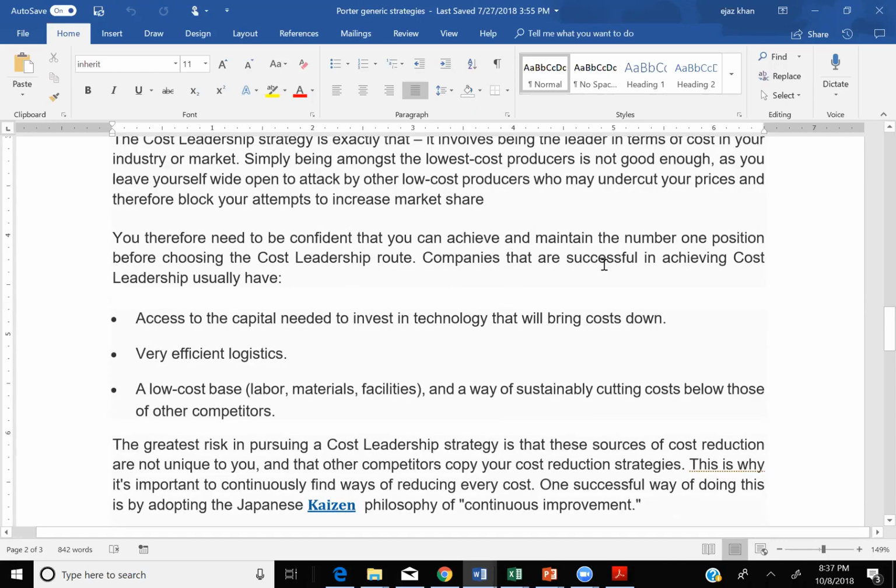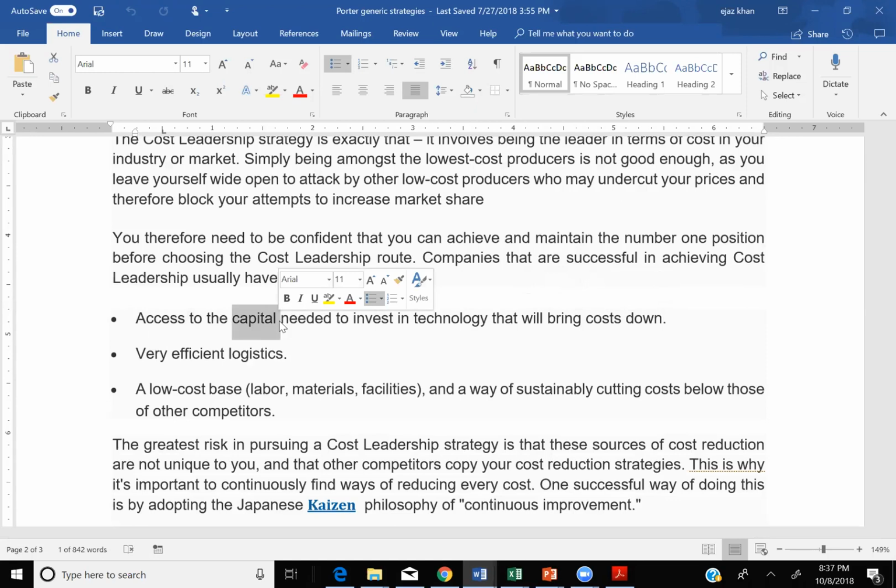So the characteristics of the companies that successfully implement a cost leadership strategy are: they have access to capital needed to invest in technology that will bring costs down. A company which does not have enough capital to invest in efficient technologies will definitely have to spend more costs. And if they are spending more costs to produce the product, they cannot have a successful cost leadership strategy.